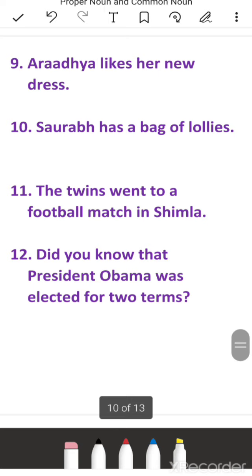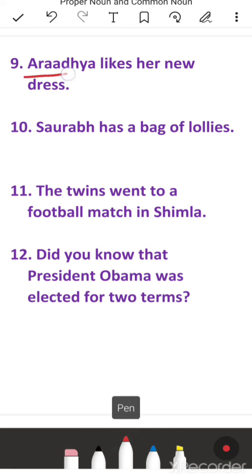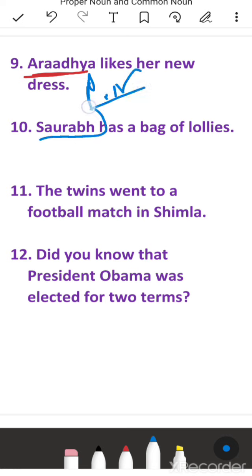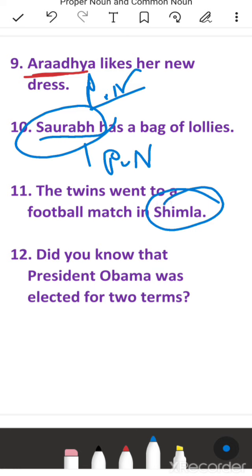Okay, so Aradhya likes her new dress. Aradhya is the name of a particular person, a particular girl. So we can say that it's a proper noun. Saurabh is the name of a particular boy. We can call it a proper noun. The twins went to a football match in Shimla. Shimla is the name of a city. We can call it a proper noun. And football match, okay, done.